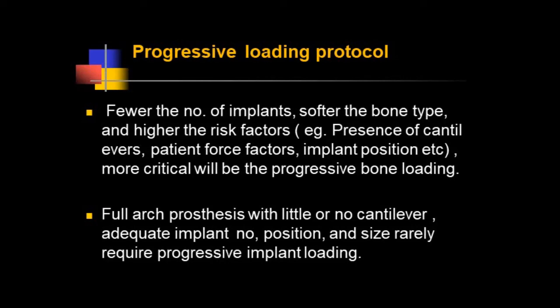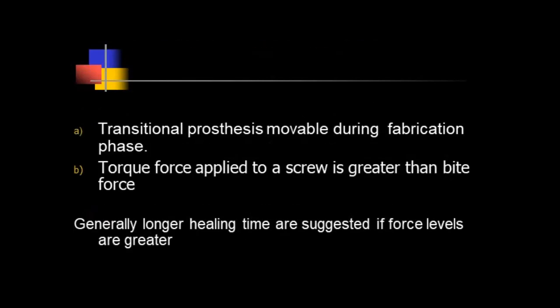When there are other factors like parafunction, cantilevers, or other stress magnifiers, in all these cases progressive loading will be a better option. Now, the principles of progressive loading are best demonstrated in cement retained prosthesis and are least applicable for screw retained bar of a mandibular removable prosthesis like RP5.